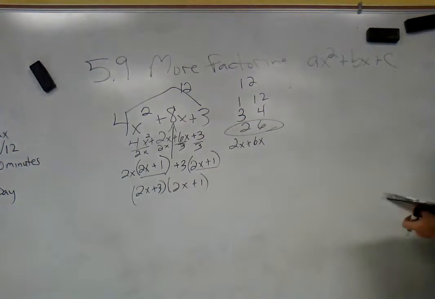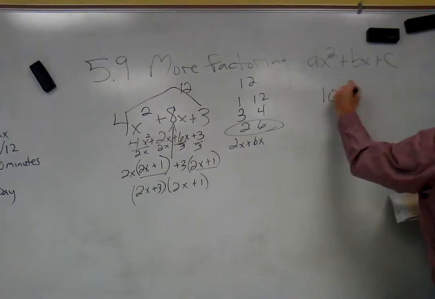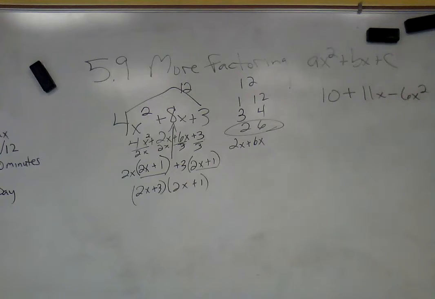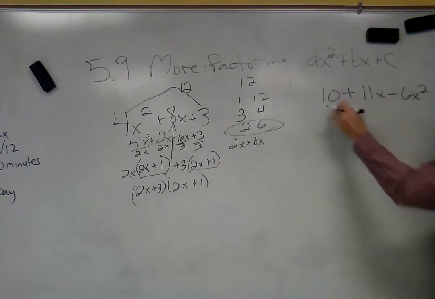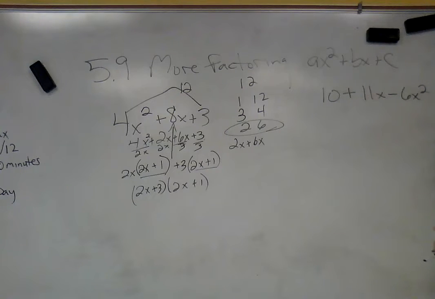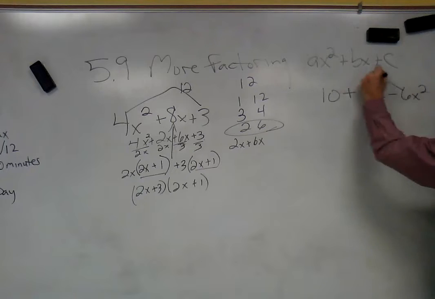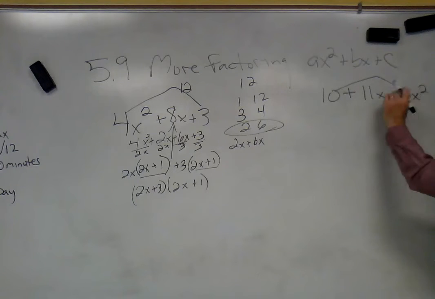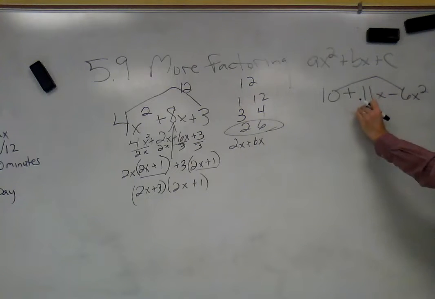The order can be switched as well, like on this one. Notice how we have our x squared at the end instead of at the front. We could move it around, but that would make it have a negative out in front, which isn't going to be as nice to work with. So let's just work with it this way. What's 6 times 10? 60. So we need factor pairs of 60 that subtract to be 11.